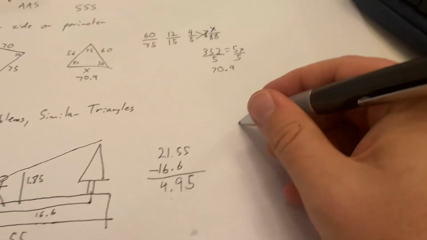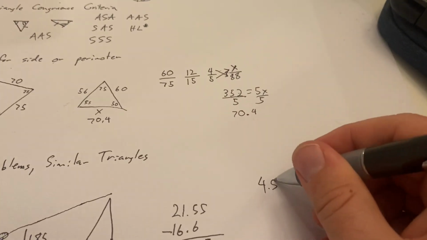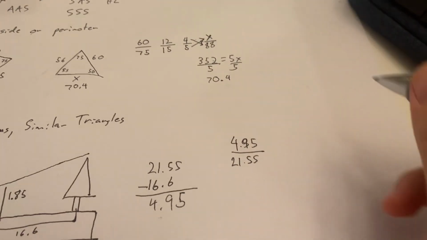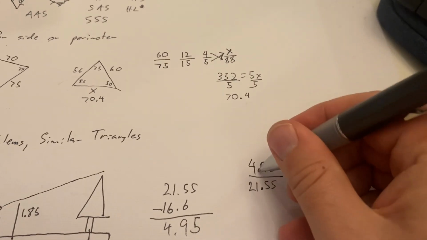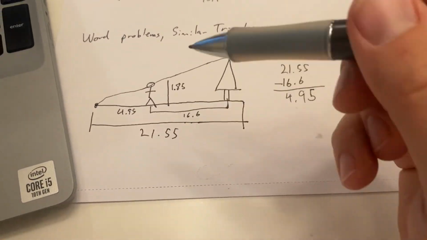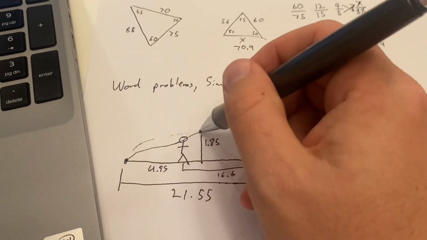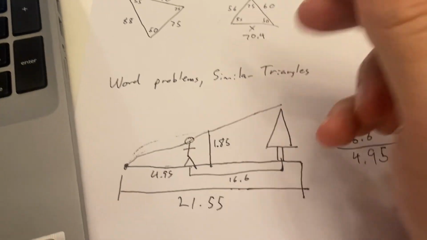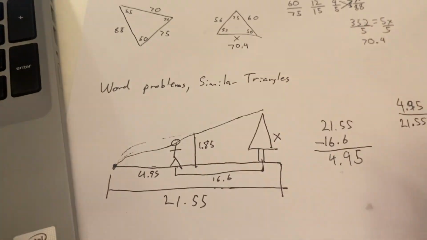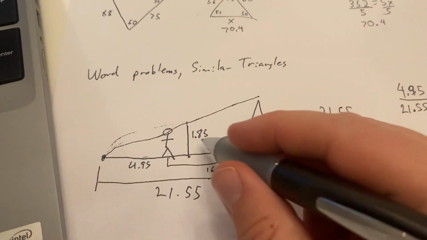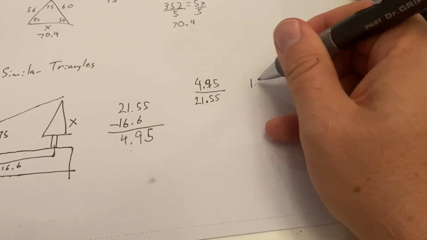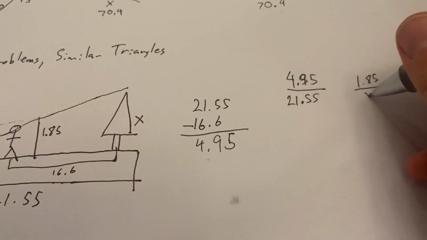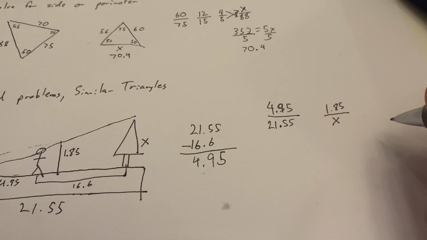So my ratio is going to be 4.95 for my small triangle and 21.55 for my big triangle. Remember, it's not about big measurement, small measurement. It's about finding this small triangle and putting the ratio properly over the big triangle. We're going to find the height of this tree right here. So we're going to compare the height of the person at 1.85 meters. That's actually a pretty tall person. to my x height of my tree.